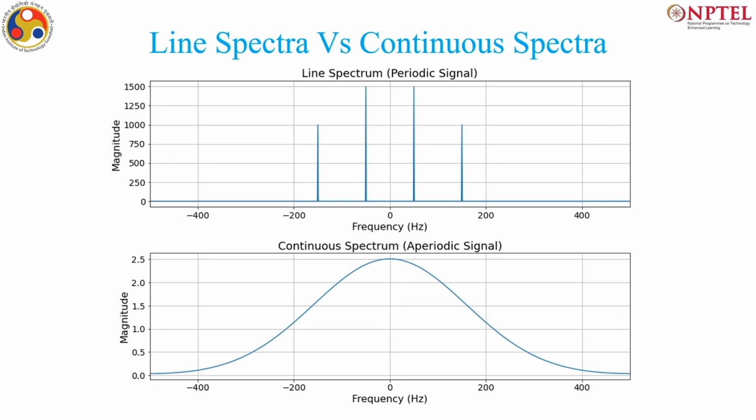If you see clearly, in line spectra, or the spectra of a periodic signal, say we have two waves somewhere near 50 and 150, we see the magnitude spectra and there are components at 50, minus 50, 150 and minus 150. But in a continuous spectra for an aperiodic signal, we see that the frequency values are defined for all values of the frequency axis. Maybe if it is a band limited signal, you will have them within a certain range; otherwise it may not be band limited.